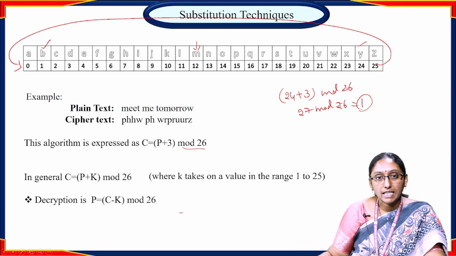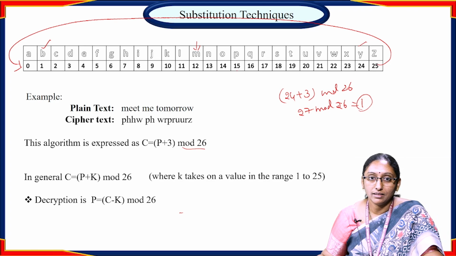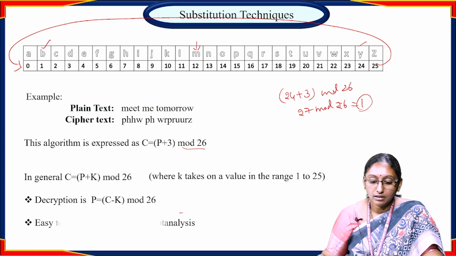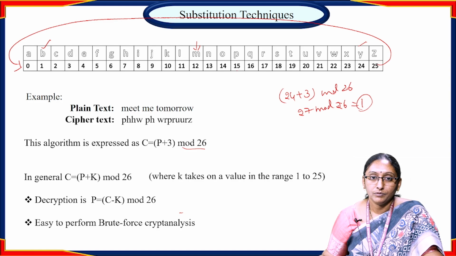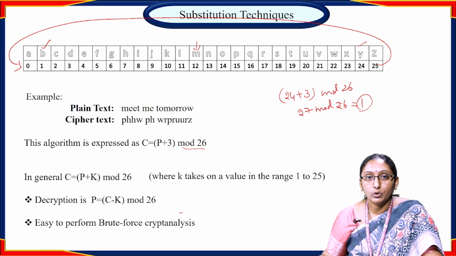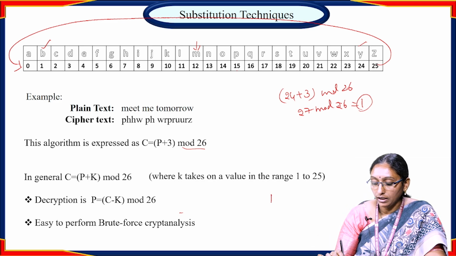So this Caesar cipher is a very easy technique, and at the same time it is very easy to crack, because people can perform a brute force cryptanalysis attack. What is meant by brute force attack? It is trying every possibility. That means without knowing the key, the attacker tries to get the plain text from the ciphertext by substituting all possible keys. What are the possible keys in the Caesar cipher? Only K values between 1 to 25.